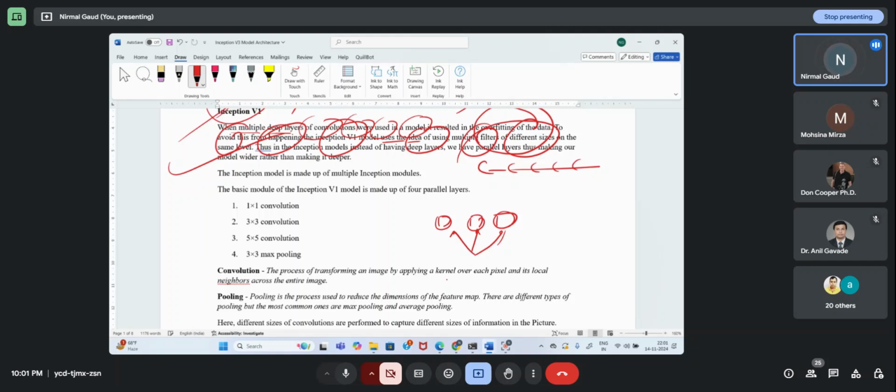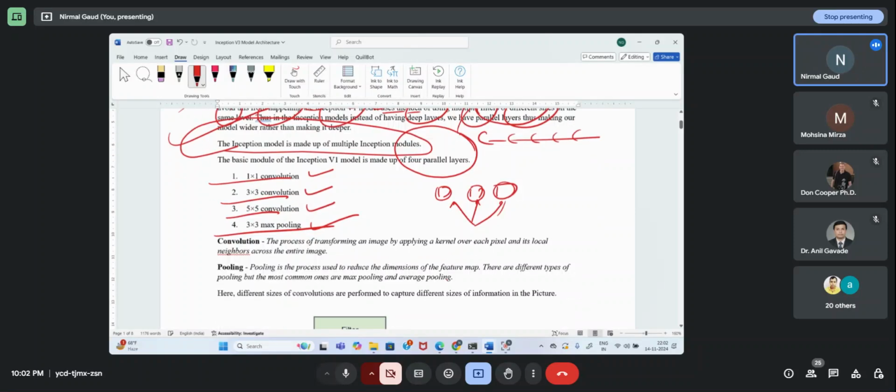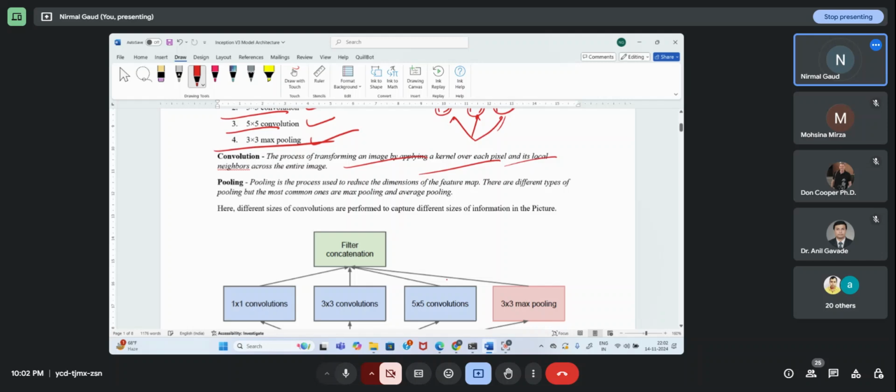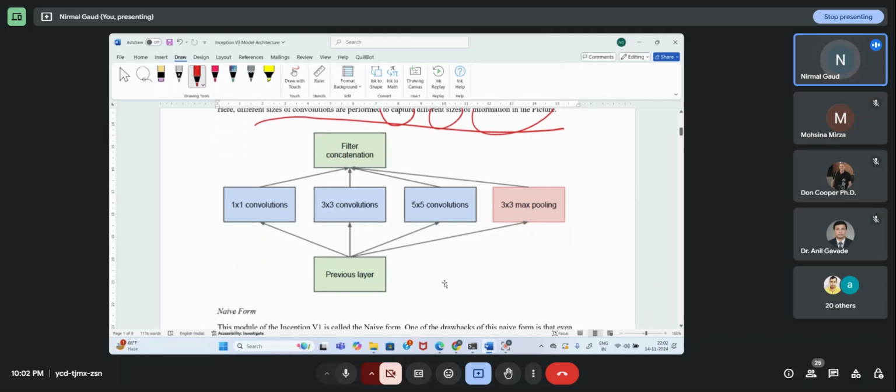The Inception model is made up of multiple inception modules. It comprises parallel layers: 1x1, 3x3, 5x5, and 3x3 max pooling. So these are in parallel rather than in a sequence. Convolution, we know very well, is feature extraction. Pooling, we know very well, is dimensionality reduction. The different sizes of convolution used here in parallel will capture different sizes of information from the picture.